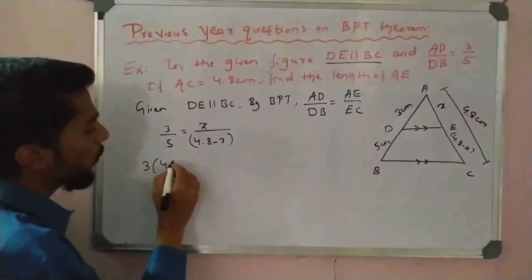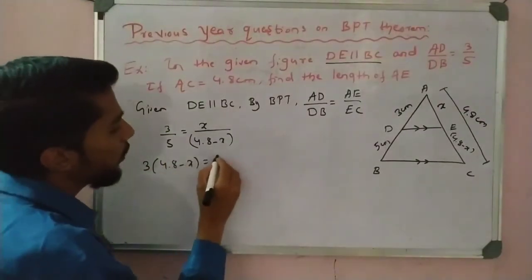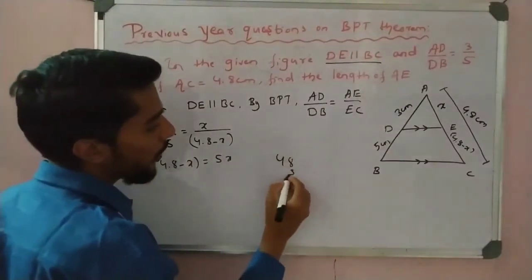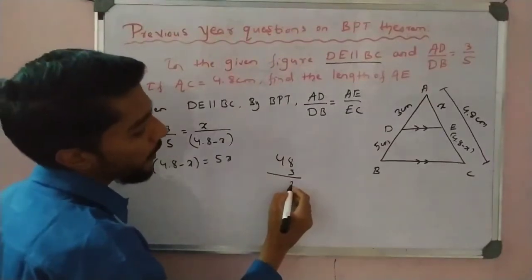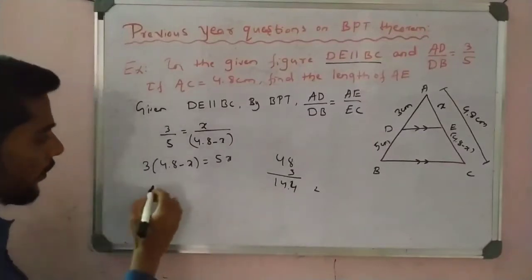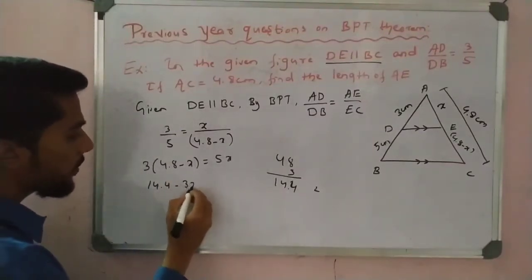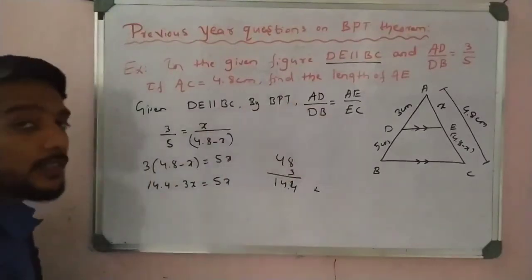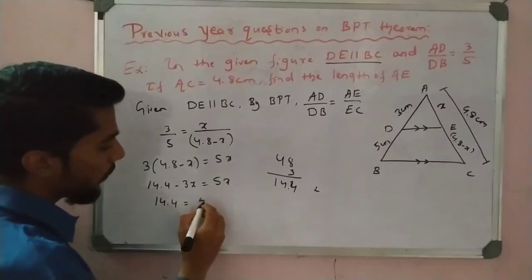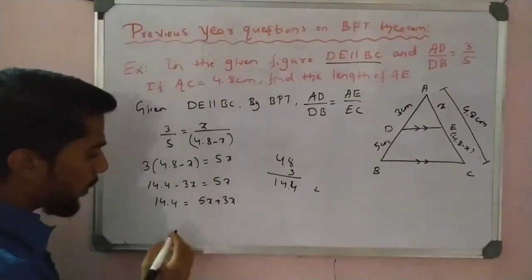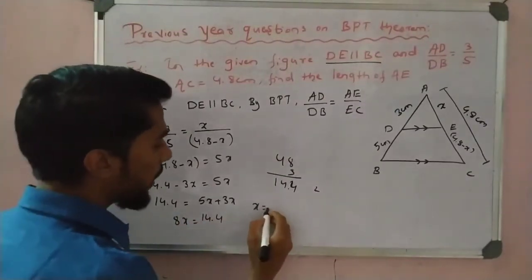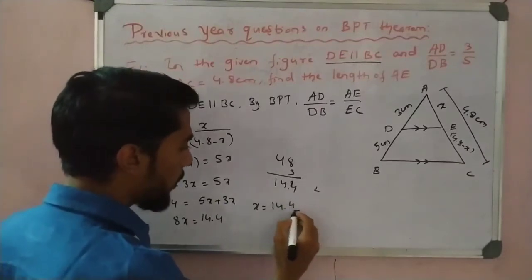Right? Now let us cross multiply. So 3 into 4.8 minus x is equal to 5x. See here, 4.8 into 3: make it 48 into 3, how much is it? 24, carry to 12, 14. With one decimal, it is 14.4. So 14.4 minus 3x is equal to 5x. Taking minus 3x to that side, 14.4 is equal to 5x plus 3x. Therefore 8x is equal to 14.4, so x is equal to 14.4 divided by 8.